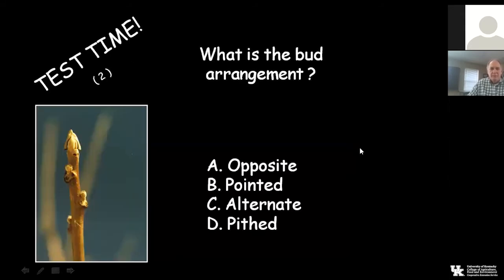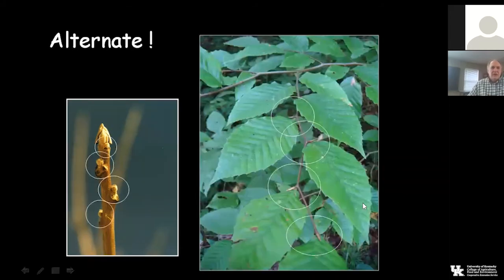Test question number 2. What is the bud arrangement? Now, I told you we're going to go over this 1,000 times. What is the arrangement of these buds? Here's a bud, there's a bud. Okay? We have opposite, pointed, alternate, pith. And what you should have done was said that that is alternate, C. It is alternating up and down the stem. And you can see on this beech tree, here's a bud, there's a bud, there's a bud. And also you can see that the leaves are alternating also.